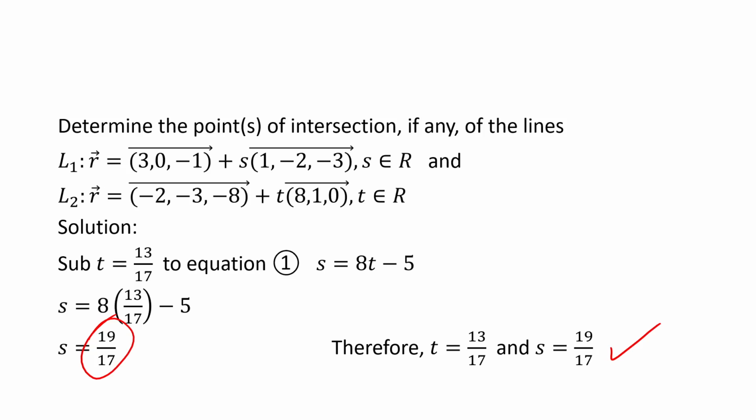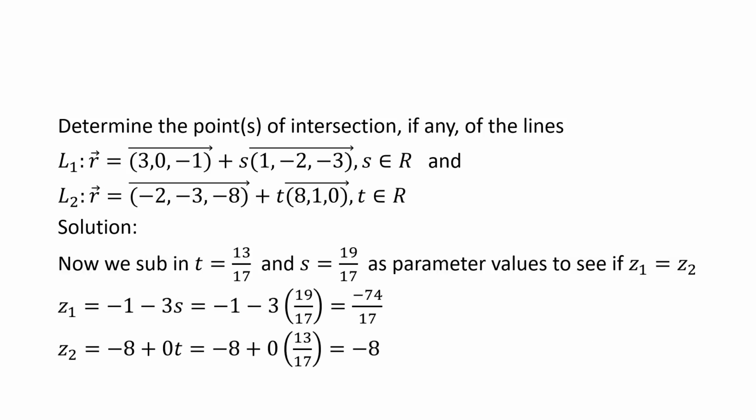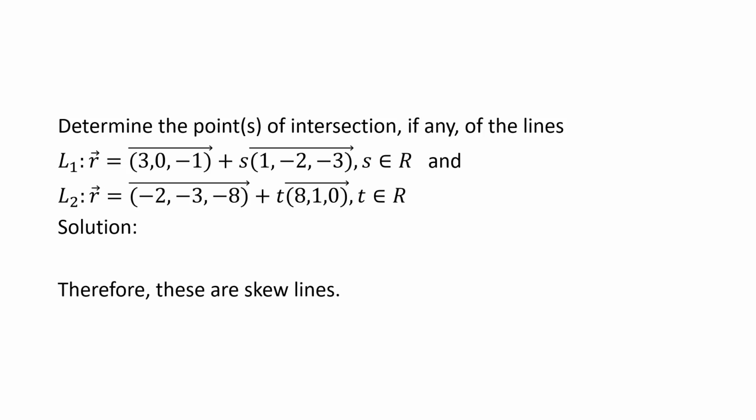We have to now test on the other component, i.e. the z coordinate, and find out. So setting those in as parameter values, we find that if t is equal to 13/17, z2 is negative 8. If s is 19/17, z1 is negative 74 over 17. Those values are not equal. As a result, there is no point of intersection. Since the lines are not parallel, that means we have skew lines.